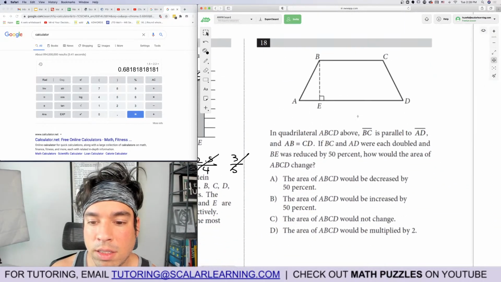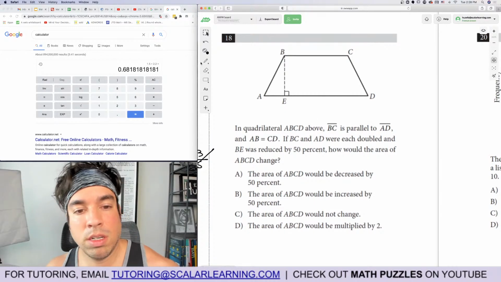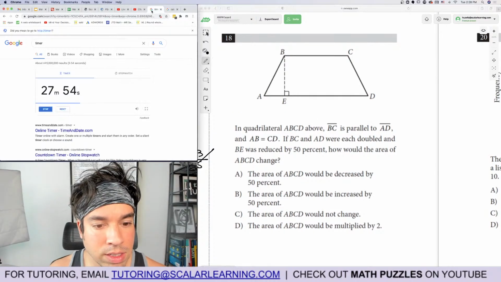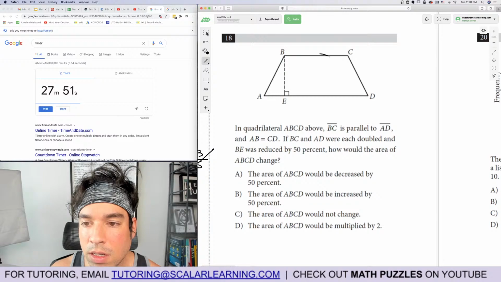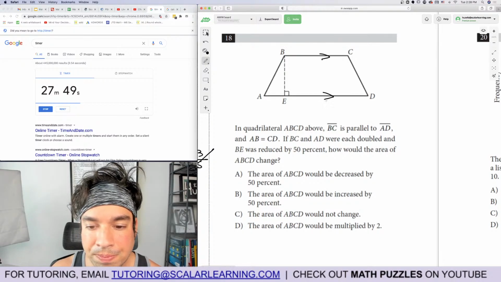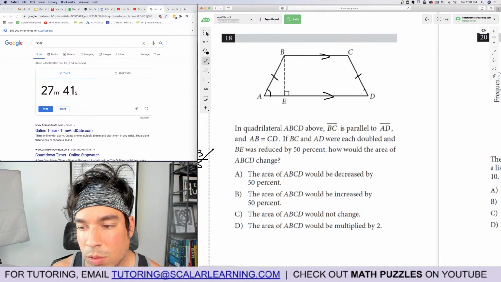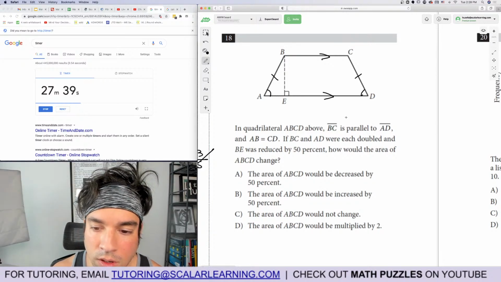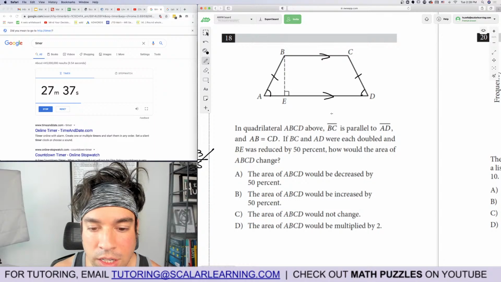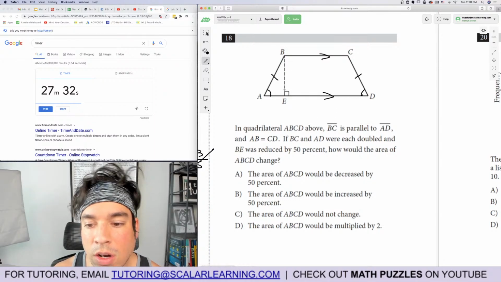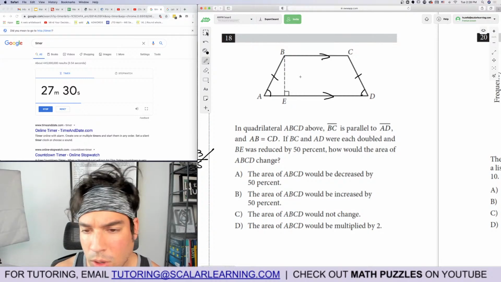Okay, 18. Quadrilateral A, B, C, D. Anything they give us that's not in the diagram, we add. BC is parallel to AD, and AB is equal to CD. So which means this is an isosceles trapezoid, which means that those angles are equal as well. If BC and AD were each doubled and BE were reduced by 50%, how would the area change? Oh, got it. So they're just saying whatever.